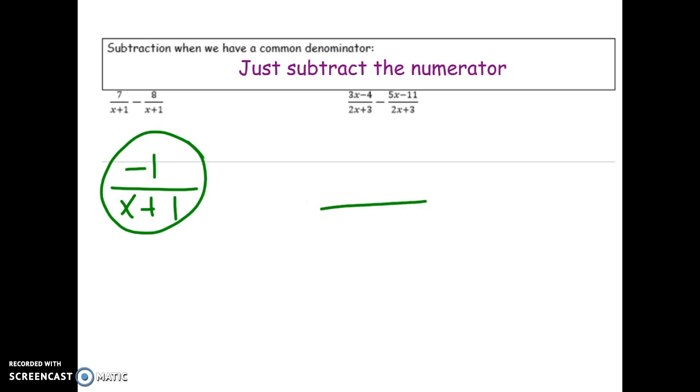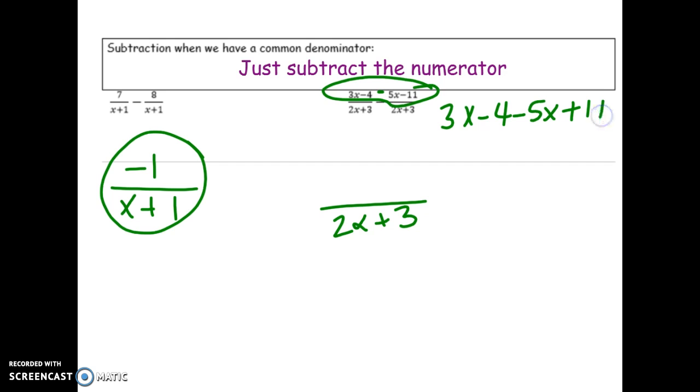Here, I have my denominator, which is 2x plus 3, because it's the same. Now, this is where you have to be careful. When there's a numerator and there's subtraction, that subtraction sign is actually distributed out. So I should have 3x minus 4, and then minus 5x, and then minus a negative 11 would actually be plus 11. Then all I have to do is combine my like terms. That would be a negative 2x, and then plus 7.